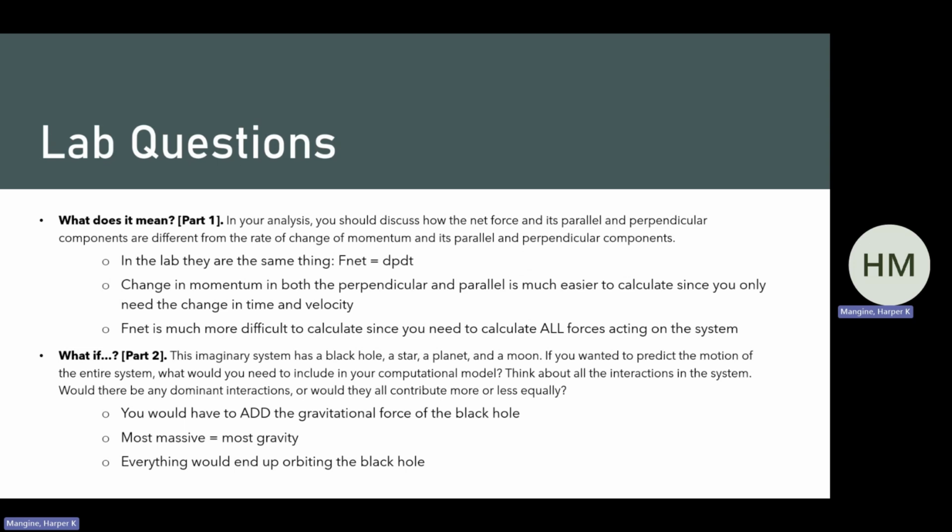Lab questions. So for the first one, the net force and the change in momentum, we set them equal to each other. And the net force, if we were to do it on paper, would be incredibly difficult to calculate since you'd have to calculate all of the forces acting on the systems. But the change in momentum is pretty easy because it's just the change in time and velocity. And then if we were to add the black hole, the star, the planet, and the moon and the spaceship all together, you'd have to add the gravitation of the black hole and the star. And so the black hole is the most massive, so it would have the most gravity, and everything would end up orbiting the black hole instead of orbiting one another.